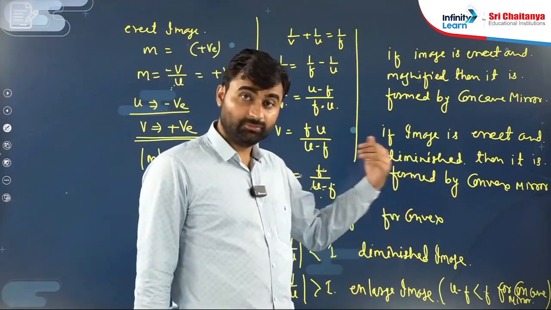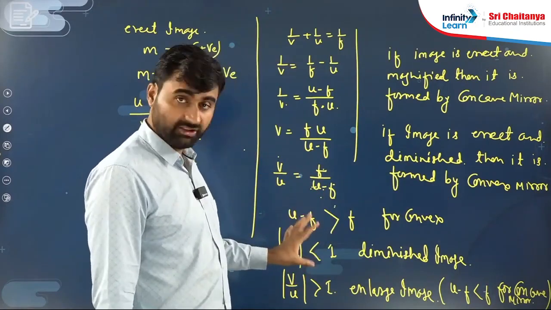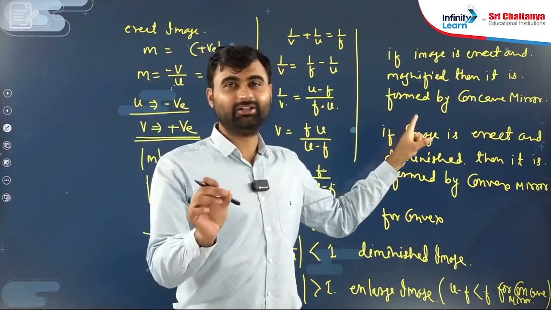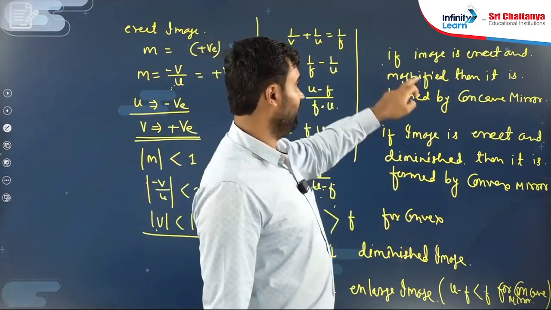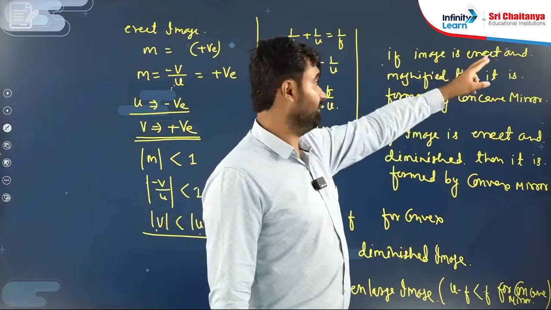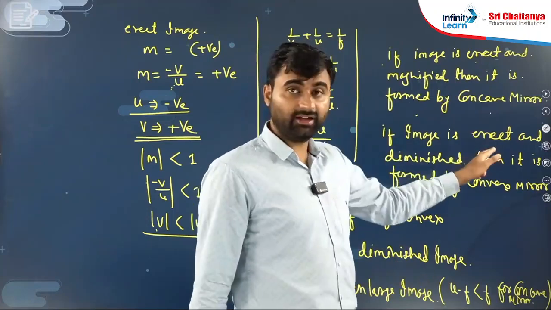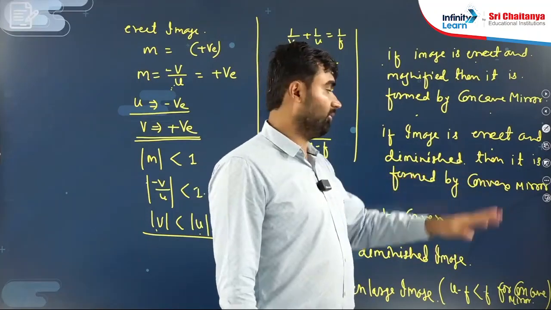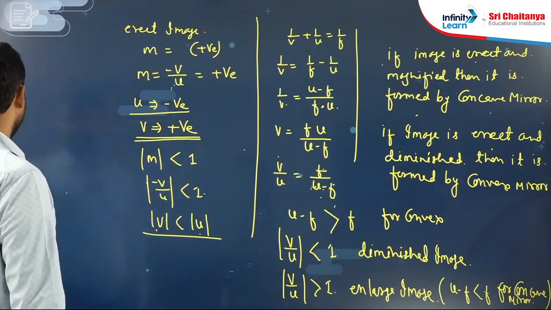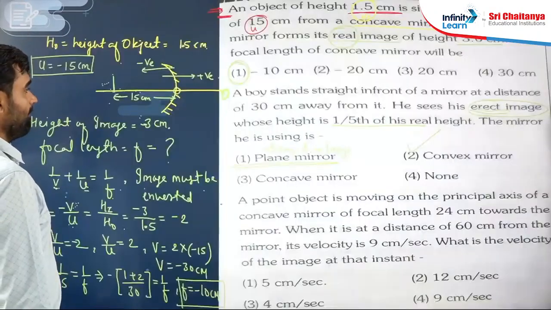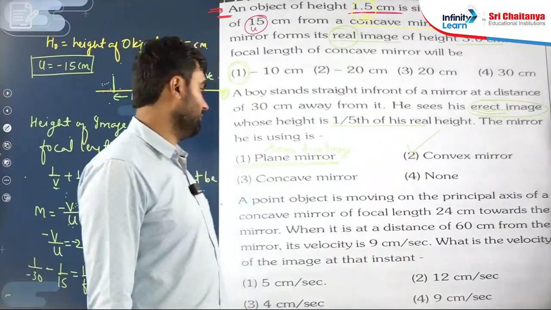So now we understood the theoretical point. First we find out everything numerically. By numerically we understood, then we make a theoretical point here. Now we will always remember that if the image is erect and magnified, enlarged, then it is formed by concave. If the image is erect and diminished, then it is formed by convex. Is it clear? Okay, so students, this question's answer we can now give without solving anything: convex mirror.